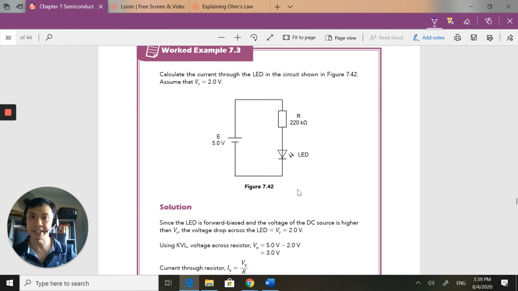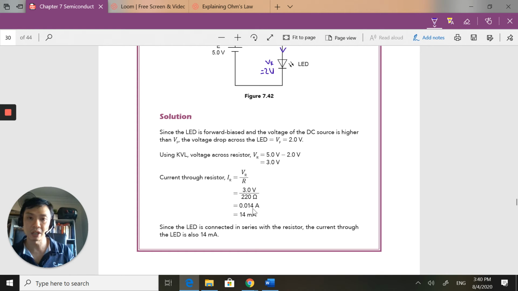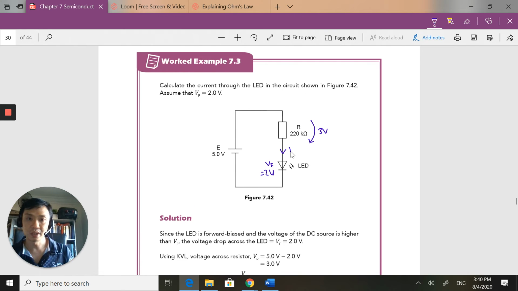Okay, so let's take a look at this worked example. They want me to calculate what is the current running through here. The forward voltage, VF, over here is 2 volts. So I got to take into consideration this 2 volts. I've got 5 volts here, but I remember that I have to take away 2 volts. So therefore, the voltage across the resistor here is 3 volts. And using Ohm's law, V equals IR, I work out that I should have 14 milliamps flowing into the resistor and the diode.